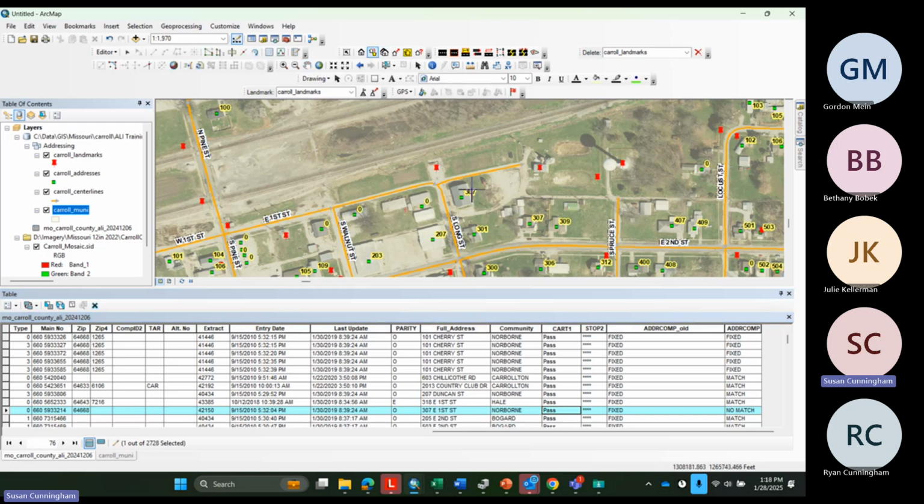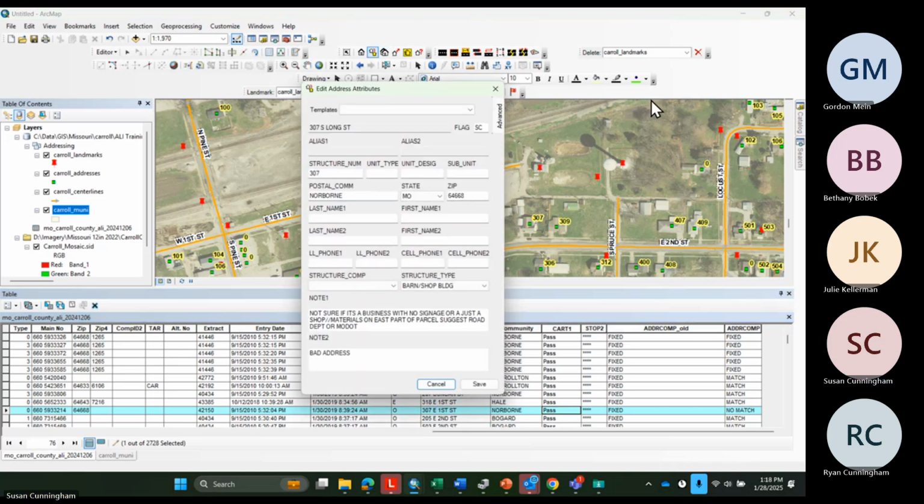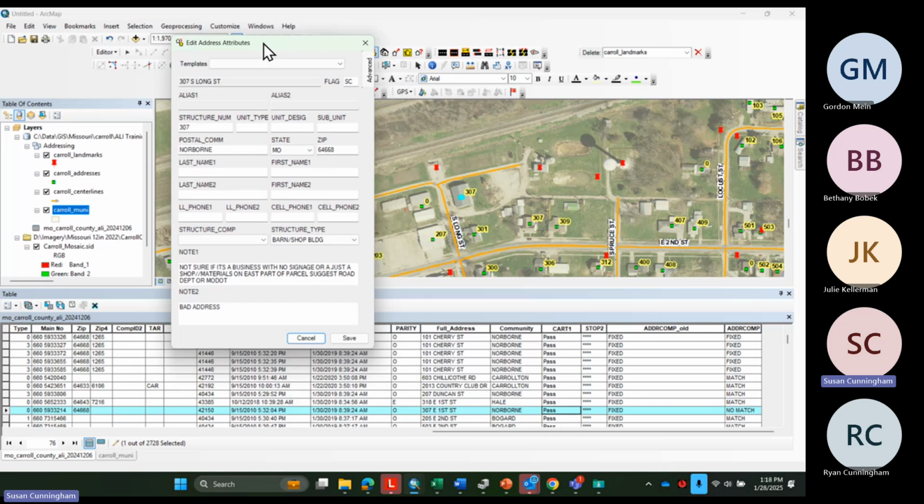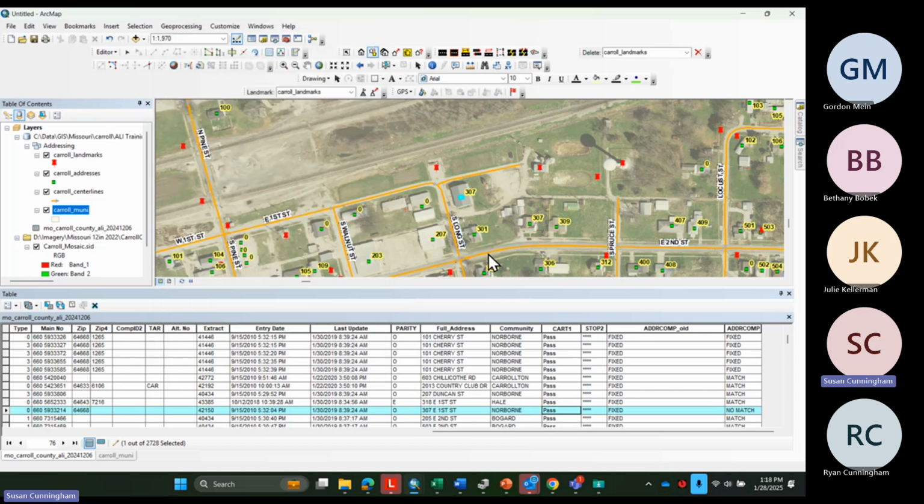So when we look at this, it's on South Long. Jasper's note in the field was not sure if it's a business with no signage or just a shop. Materials on the east part of the parcel suggest road department or MoDOT. It says I have it as a bad address because it's really not synced up. It's an odd address. It really should be Long Street, if you can see. There's not enough stuff on the street to really tell, but you'd think that would be like a 301 here.